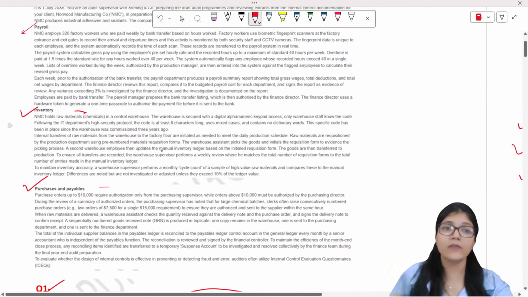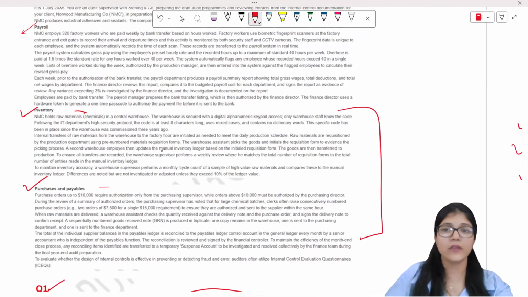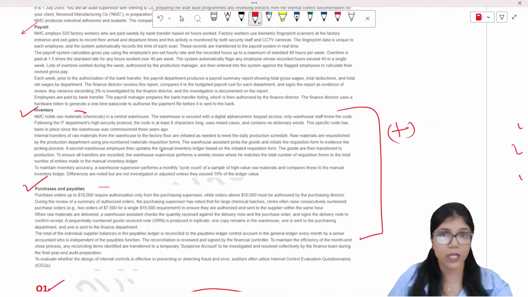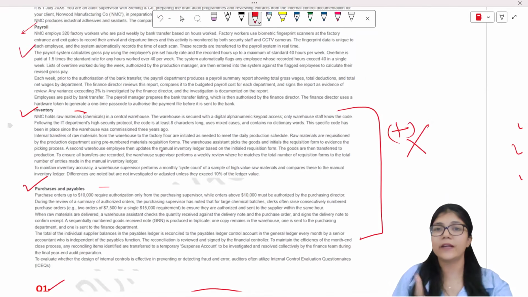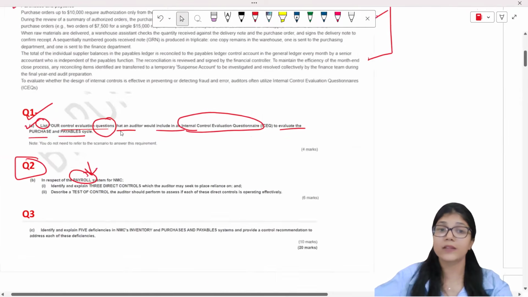That means that even when you read these paragraphs and come across any good points, any direct controls, you cannot write that because the question has not asked you that. The question has only asked you from the payroll paragraph. That means you only have to write it from there. I am saying this again. Why? Because a lot of students make this mistake that if they read the entire case study, and let's suppose in the purchases I came across a good thing that they are doing, I will write that in my question number 2, which does not make sense because the requirement was only for payroll, nothing else, correct?